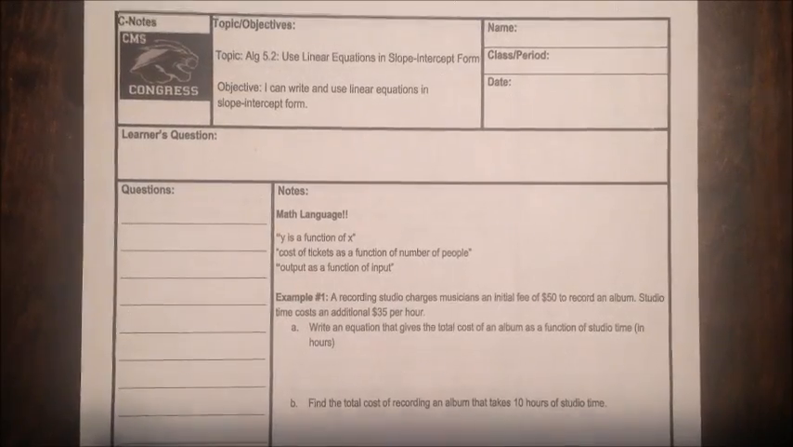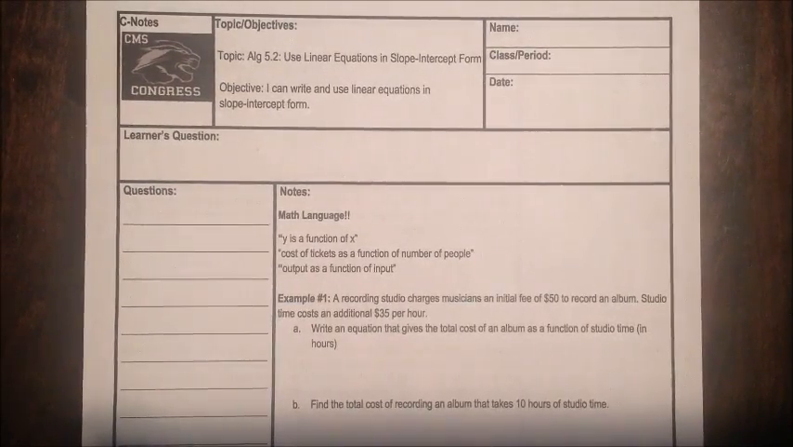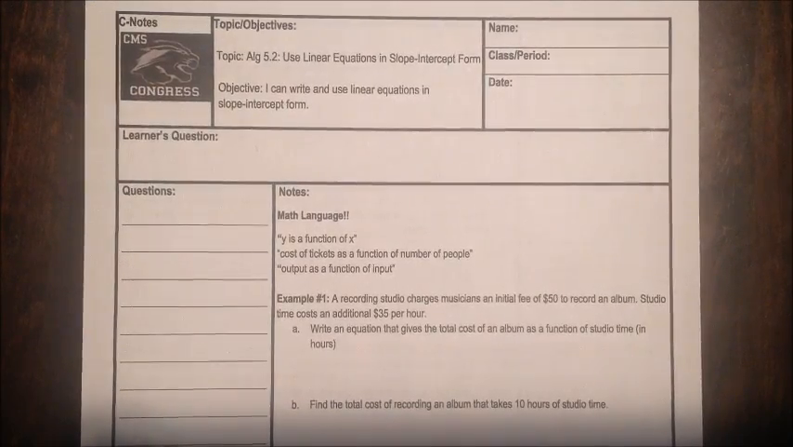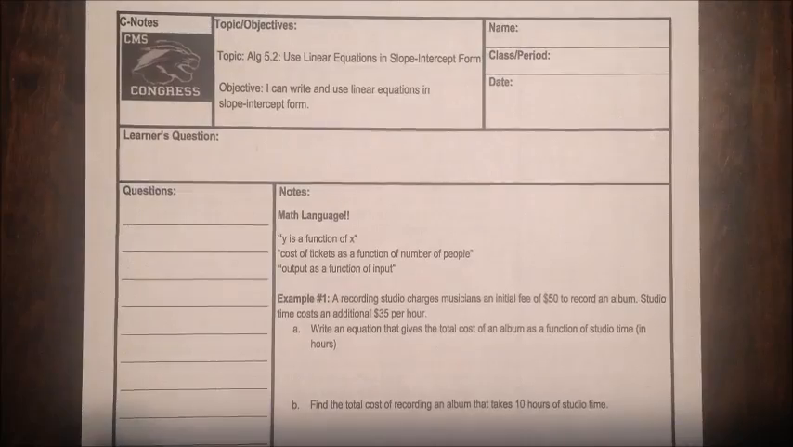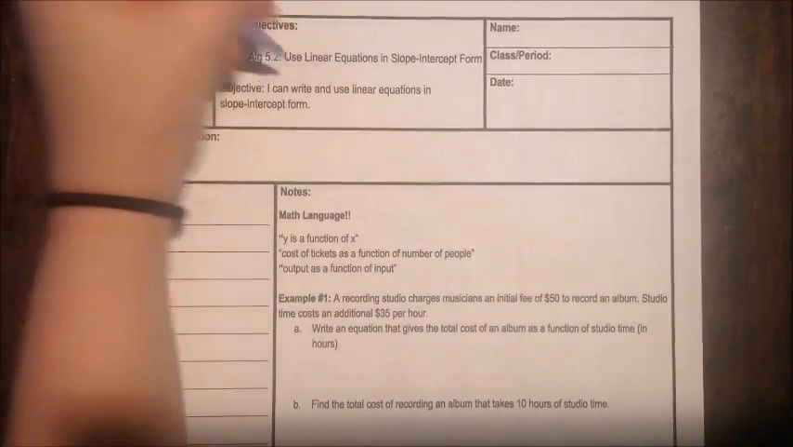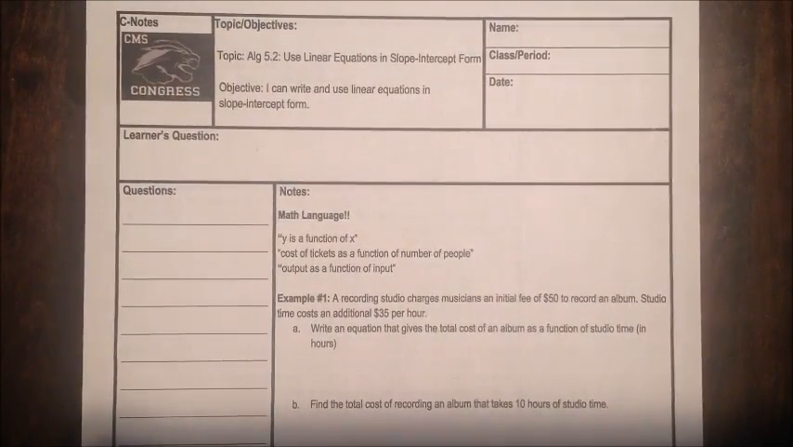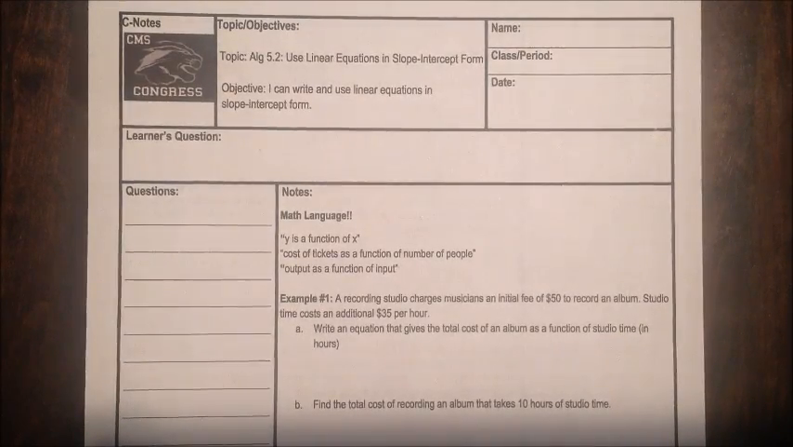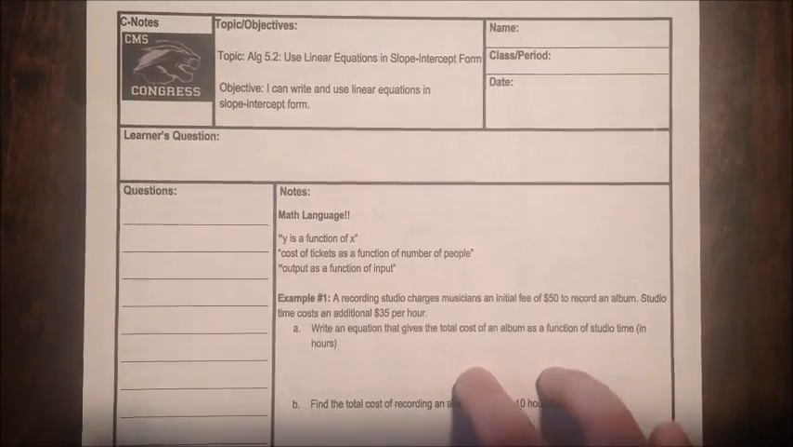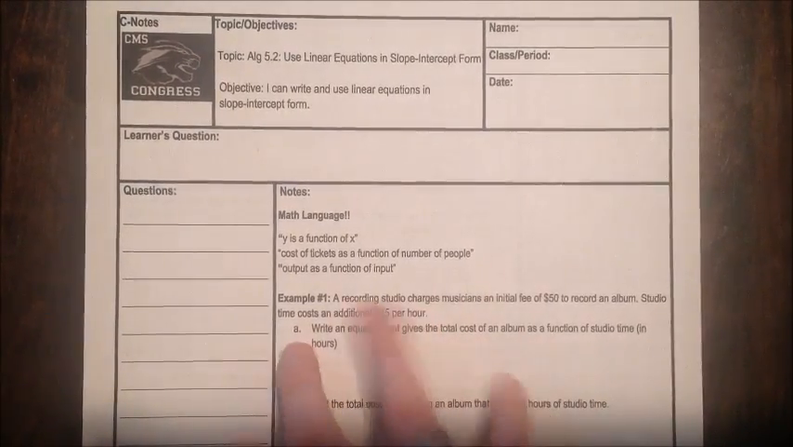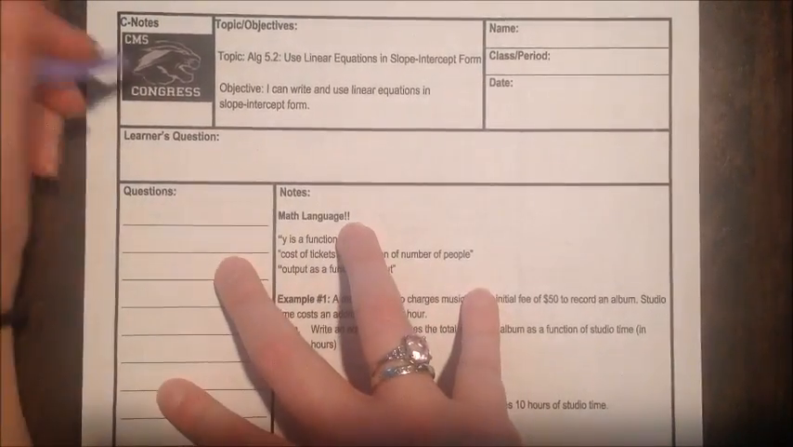Okay, so today we're going to be doing section 5.2, which is use linear equations in slope-intercept form. And basically all we're going to be doing today is word problems. So the objective is I can write, which we already did. That was in 5. Well, really, writing linear equations came back in digits topics. And use linear equations in slope-intercept form. So basically I'm going to take it a little bit different than what the objective says, because I know what we're going to be doing.